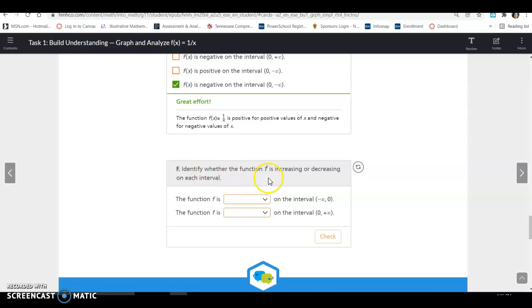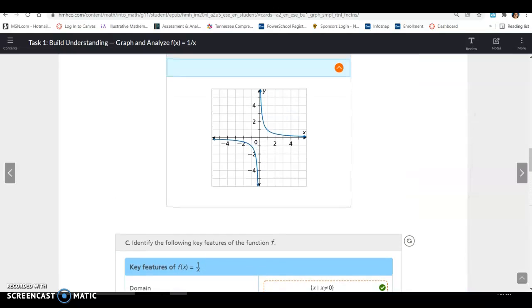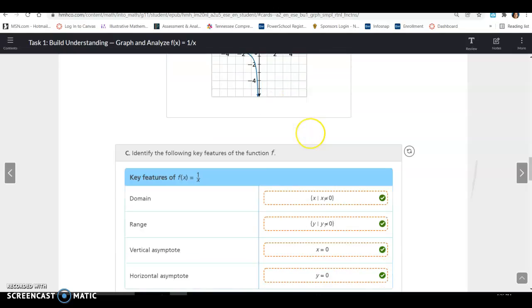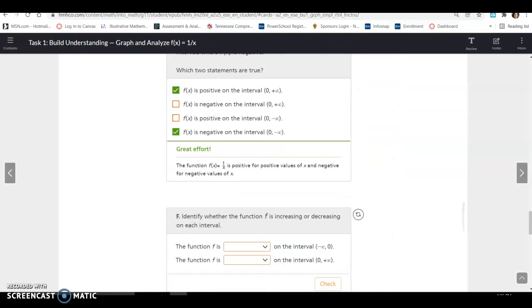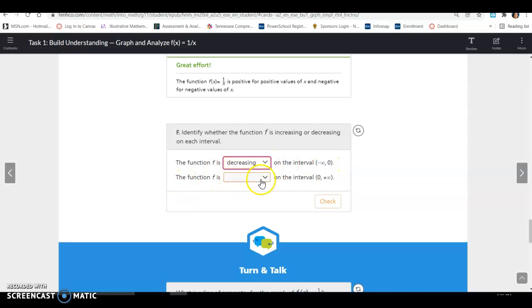Identify whether the function f is increasing or decreasing on each interval. All right, so if we look at the graph again, you can see on this interval it is decreasing, and on this interval it is decreasing as well. So you always read your graph from left to right. So it's going down and it's going down. So we can identify that f is decreasing on the left side of the graph. Negative infinity to 0 is the left side, so it's decreasing. And it's also decreasing on the right side.